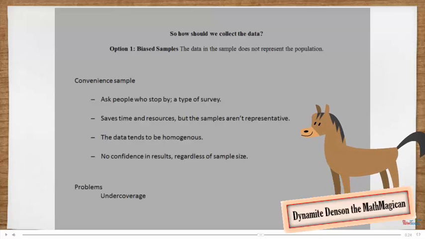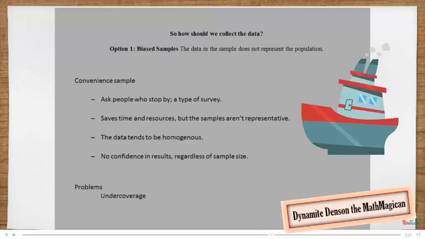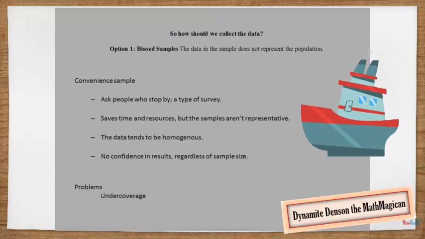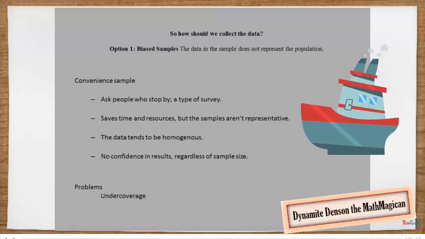Rather, the data tends to be homogeneous. The people we encounter all tend to be alike in a certain manner because there's a common underlying factor that they share. We cannot place a lot of confidence in these results, regardless of how many people are asked. The main problem is undercoverage. We are not getting a representative and random sample of the population.